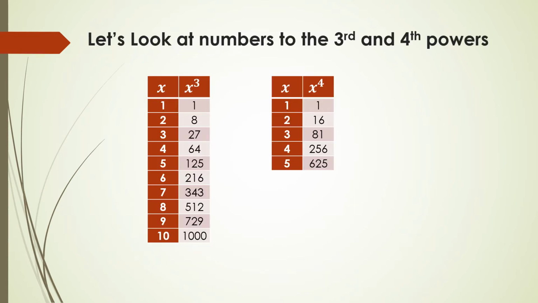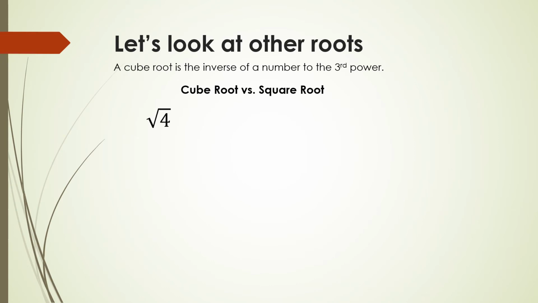All right, now I want you guys to look at the numbers to the 3rd and 4th power. I gave you all the first 10 natural numbers to the 3rd power, and the first 5 natural numbers to the 4th power. All right, so a cube root is the inverse of a number to the 3rd power. So cube root versus square root. There is such a thing as a cube root.